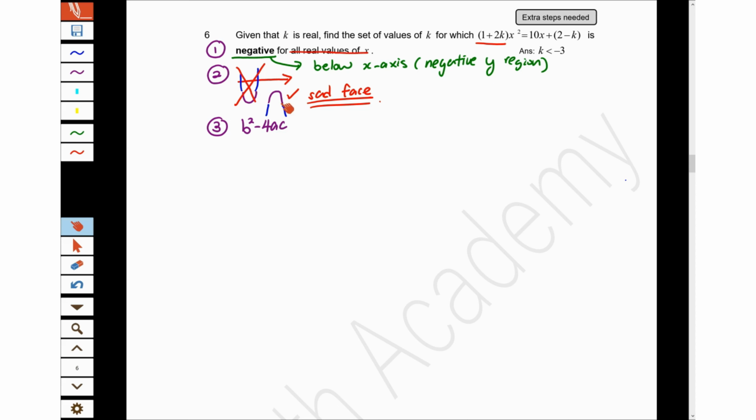Now, since the graph is below the x-axis, there's no contact point between the curve and the x-axis. Because there's no contact point, I expect the discriminant to be less than 0. One more time, since there is no contact point between the curve and the x-axis, your discriminant must be less than 0. This is your case 3 in your notes.